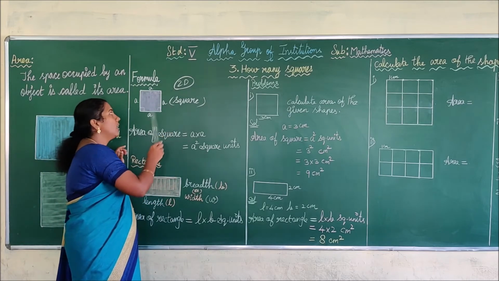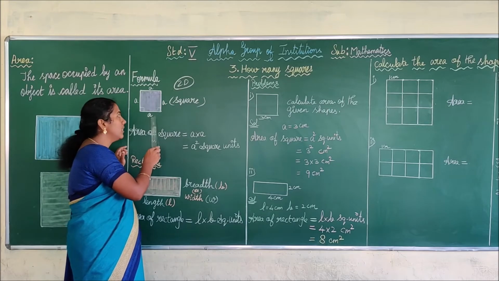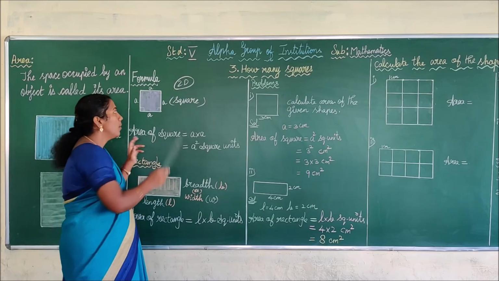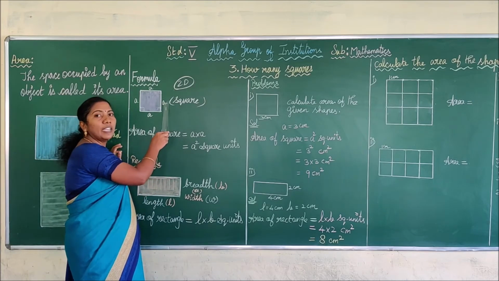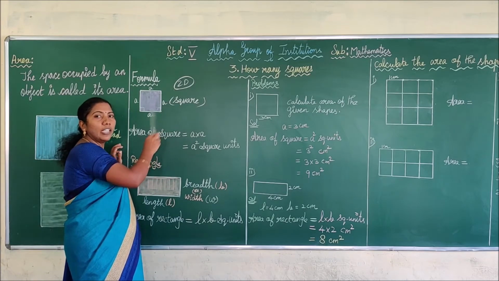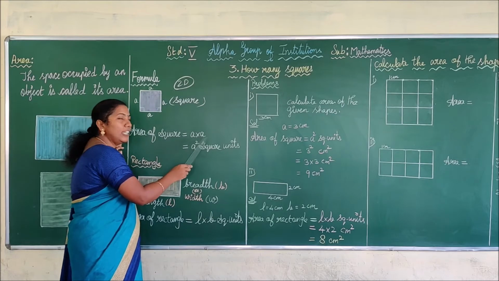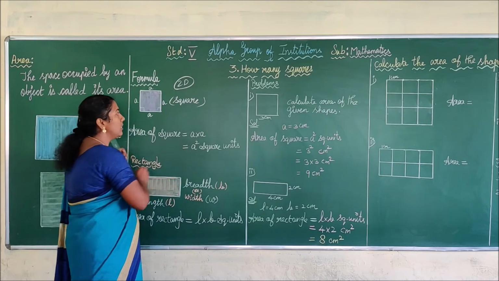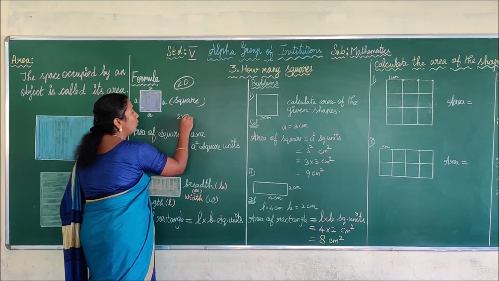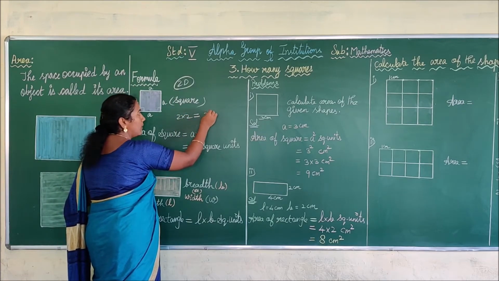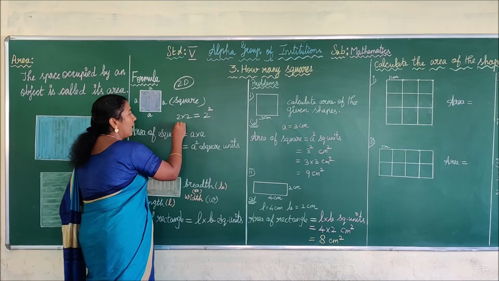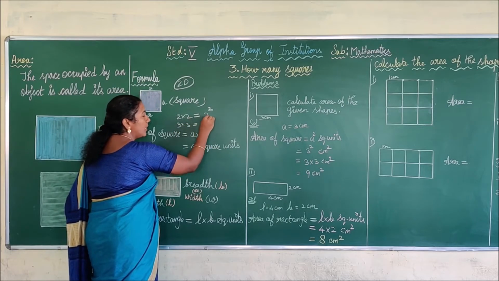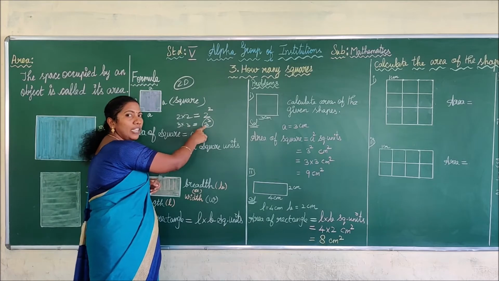Here, what are the two sides of the square? One side is A, the other side is A. All the sides here are A only. So by multiplying its two sides, we get the formula for calculating the area of a square. That is A into A. We have to write it in exponent form. You can write 2 into 2 in exponent form as 2 power 2. Like 3 into 3 can be written as 3 power 2. It means you have to multiply 3 two times.